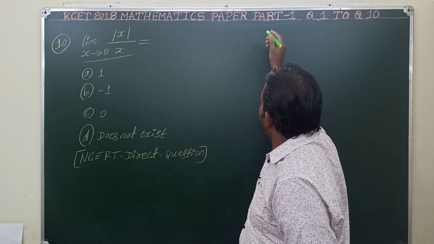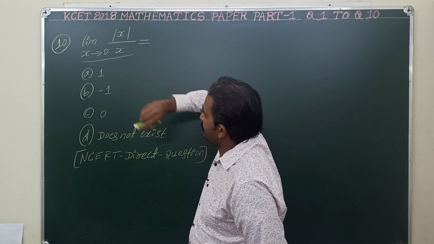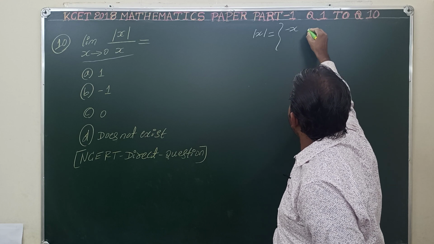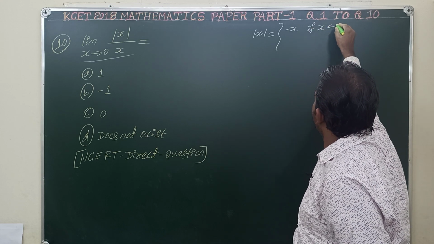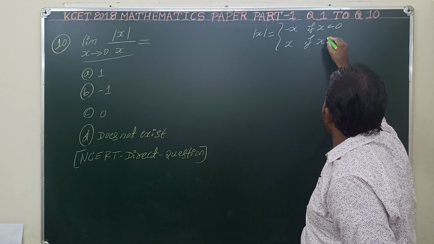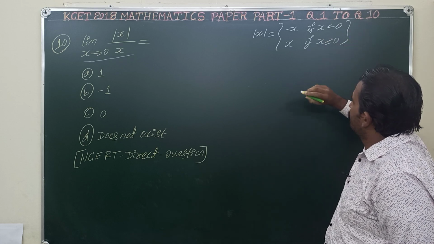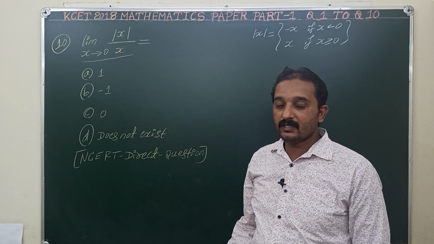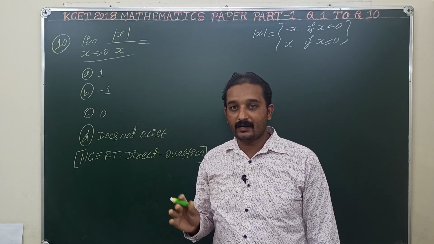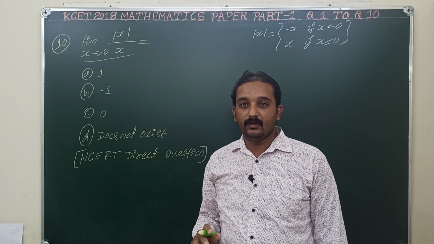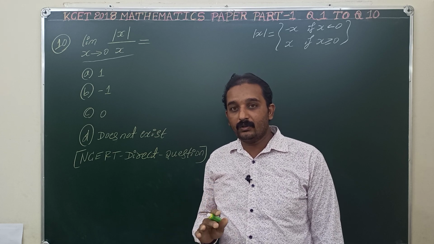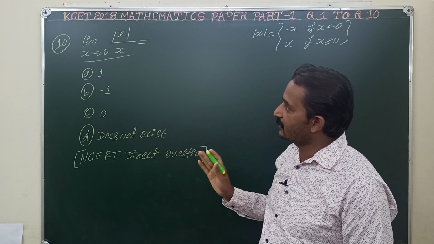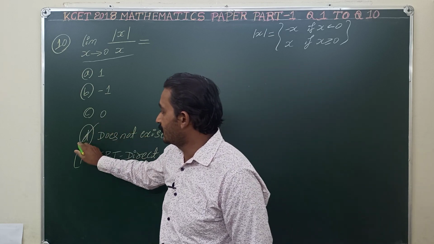We know the modulus function: modulus x is equal to minus x if x is less than 0, and plus x if x is greater than or equal to 0. So using this condition we have to identify the limit of this function. In this case we have to find the LHL and RHL and also f of 0. If LHL is not equal to RHL, then we can say that the limit does not exist. In this case the limit does not exist because LHL is not equal to RHL. So option D is correct.